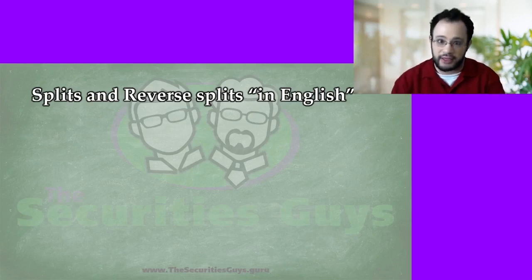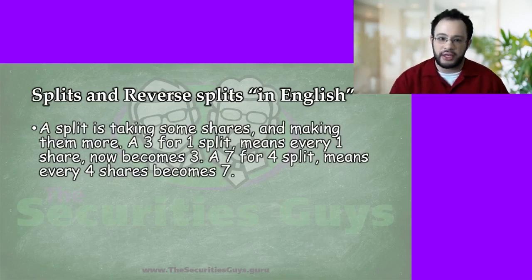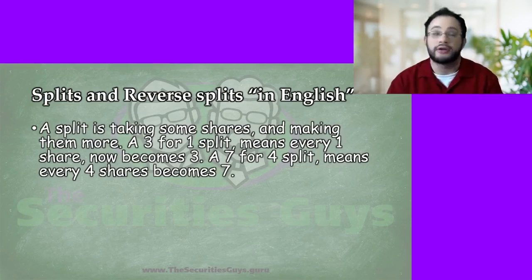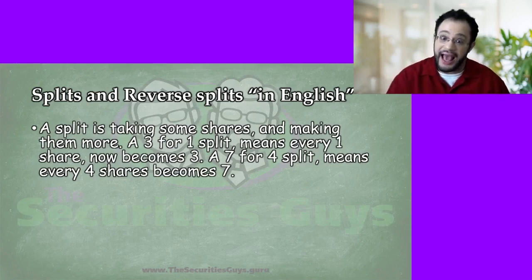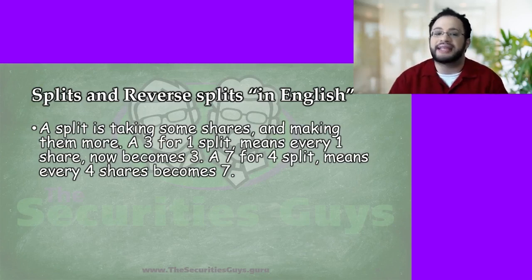I am going to cover them in a lot more detail now, and I do have additional resources below. These are a topic that are getting discussed. A split is taking some shares and making them more shares. A 3-for-1 split, that is an even split. If there is a 1 involved, it's an even split, or even reverse split, as we're going to talk about. If it's not, it's an odd reverse split, an odd split. And I have been hearing from students that they are seeing odd splits and reverse splits. But a 3-for-1 split means every 1 share now becomes 3 shares. A 7-for-4 split means every 4 shares now becomes 7 shares.